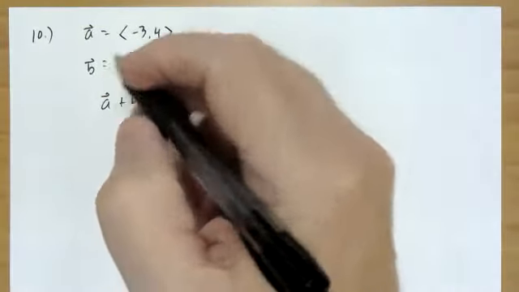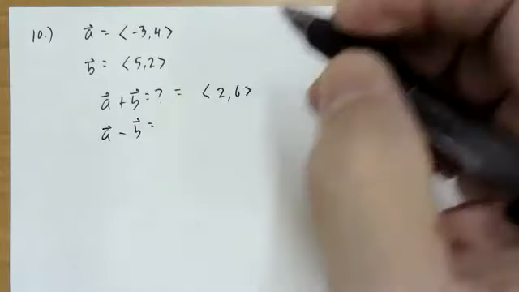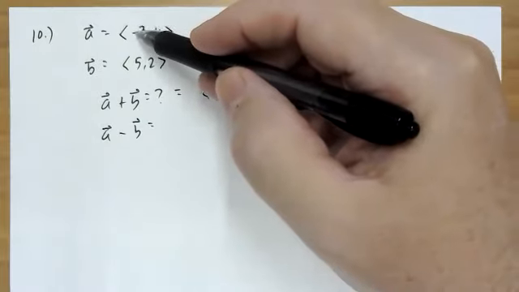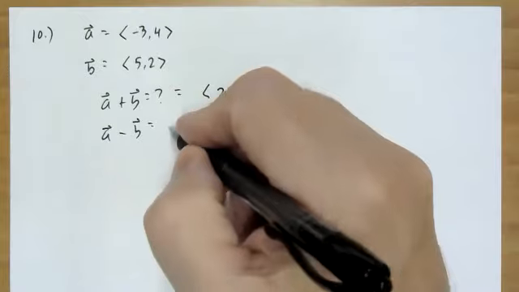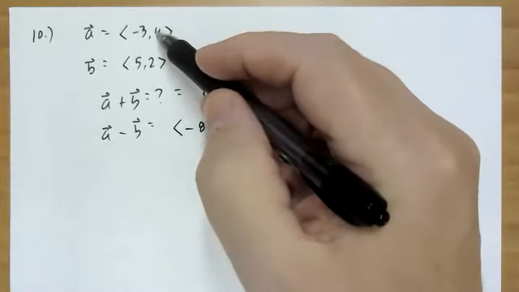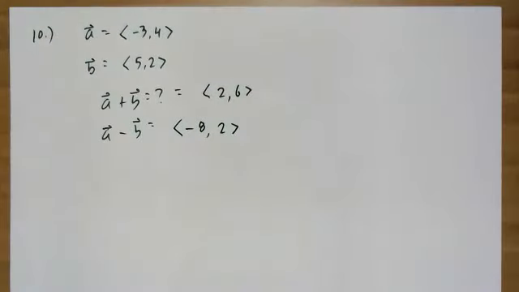Next, they ask us to do vector A minus vector B. Same idea, except we're subtracting. So vector A, the X part, subtract the X part of vector B. So -3 minus 5 is -8. And then 4 minus 2 is 2.